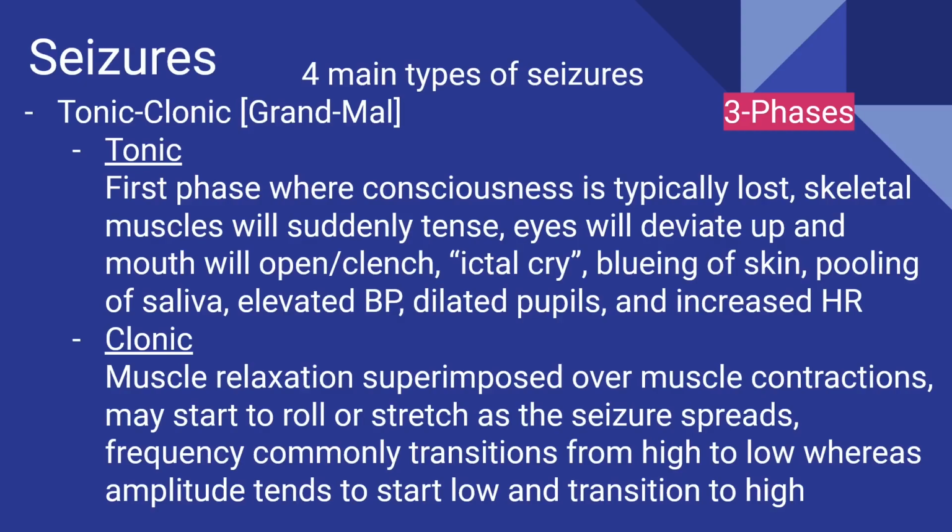And so after you have that sudden tensing, that wave of electrical activity, then those waves will start to change and decrease in amplitude. And so that fluctuation and change is when you start to see muscle relaxation superimposed over that muscle contraction. So you'll see it relax, and then the electrical activity will come back, and so you see the contraction. That's when you start to see the seizure that we're commonly aware of, the shaking.